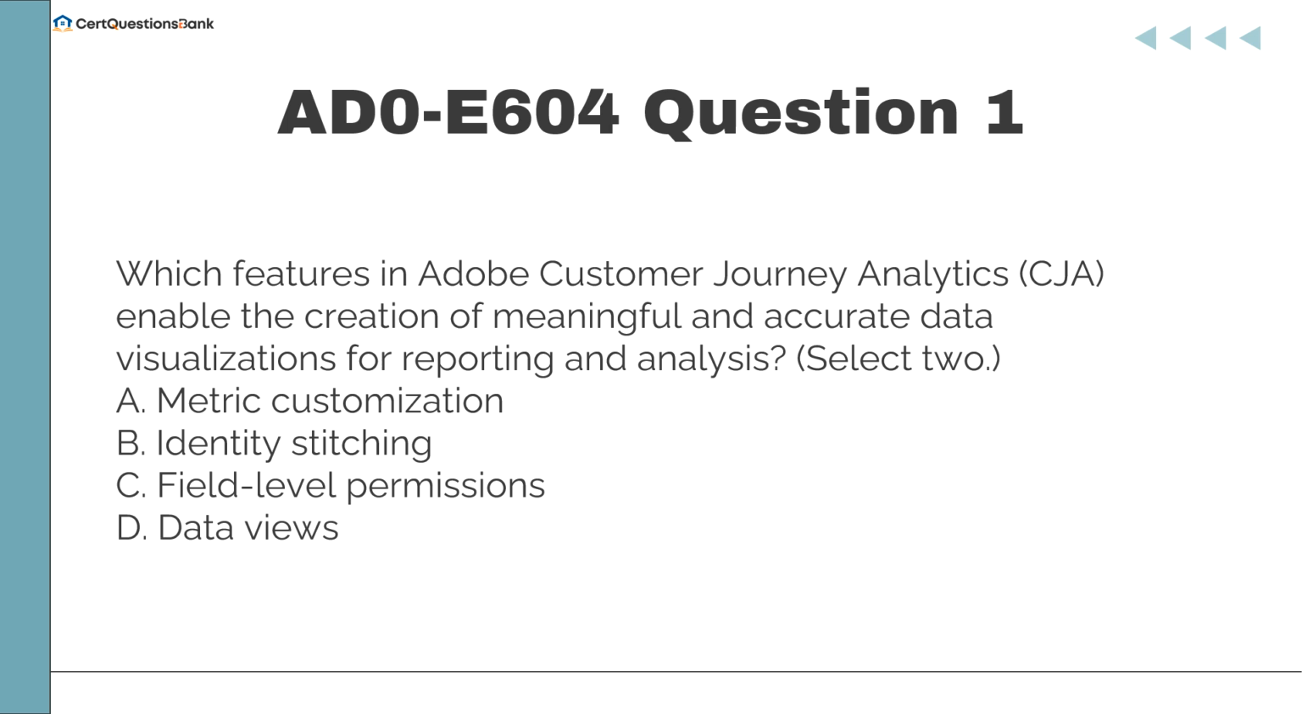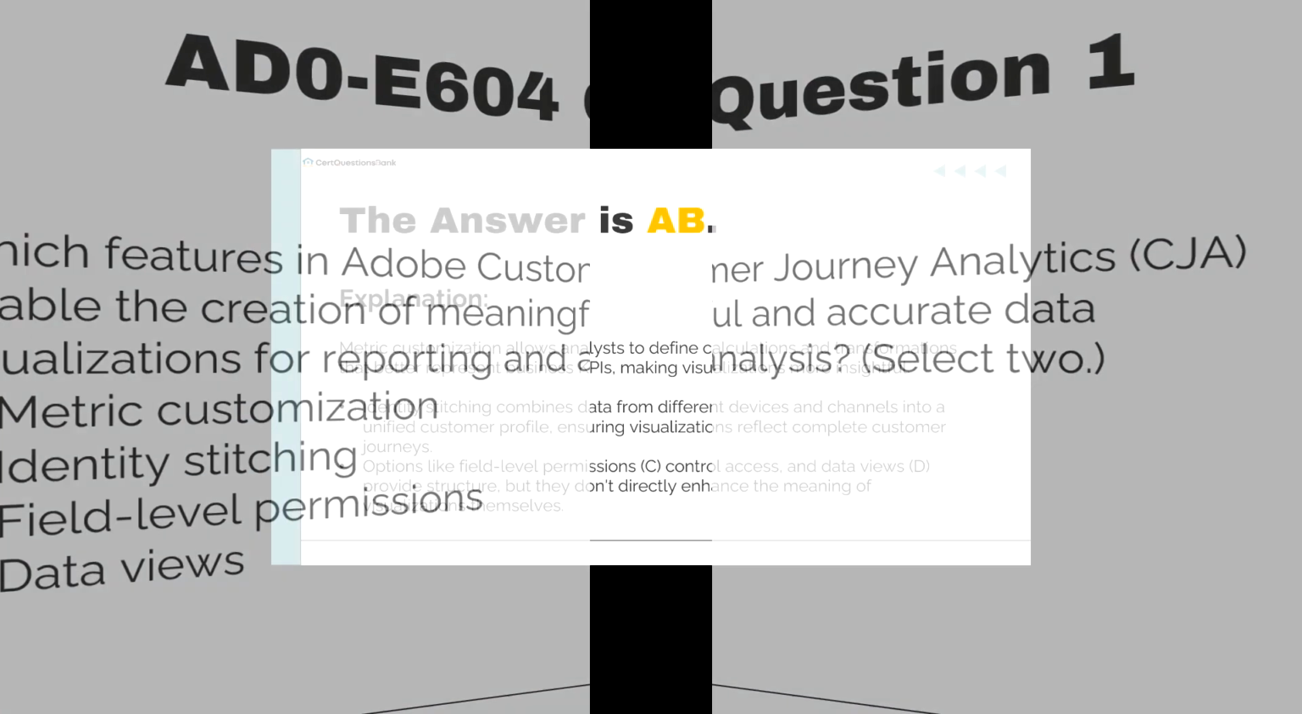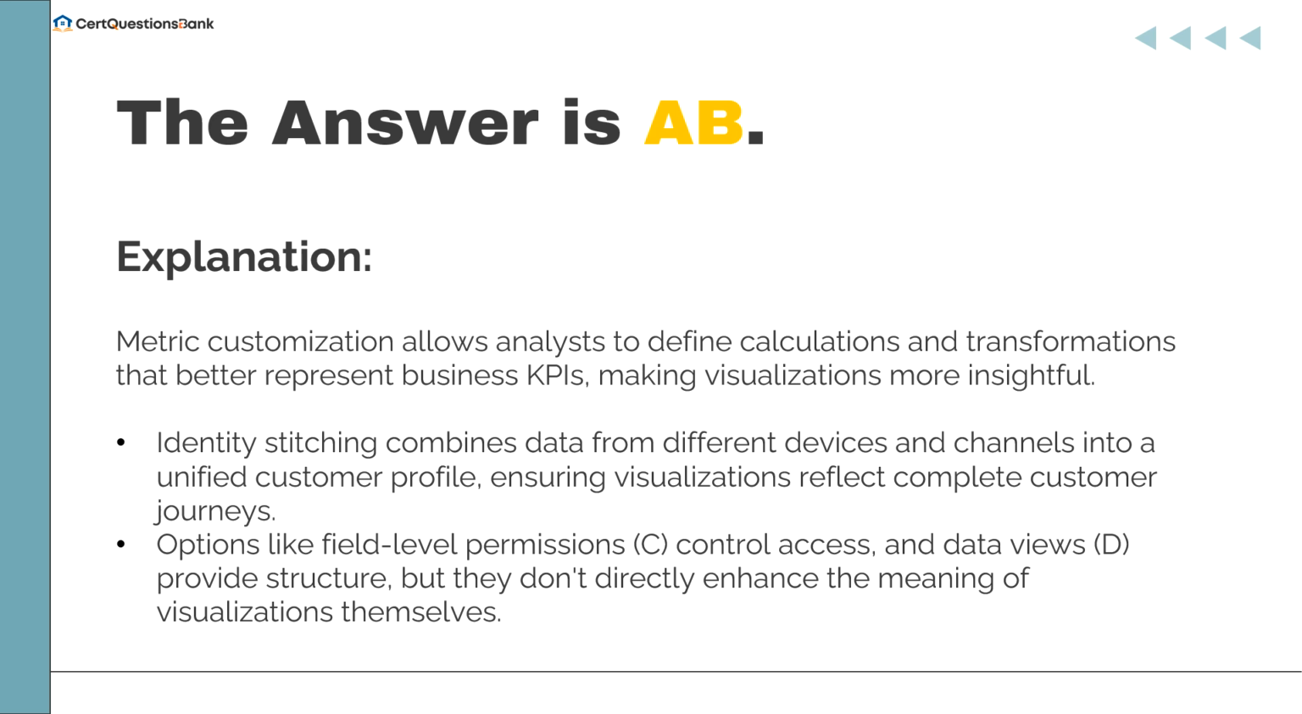Which features in Adobe Customer Journey Analytics (CJA) enable the creation of meaningful and accurate data visualizations for reporting and analysis? Select 2. A. Metric customization. B. Identity stitching. C. Field level permissions. D. Data views. The answer is AB.